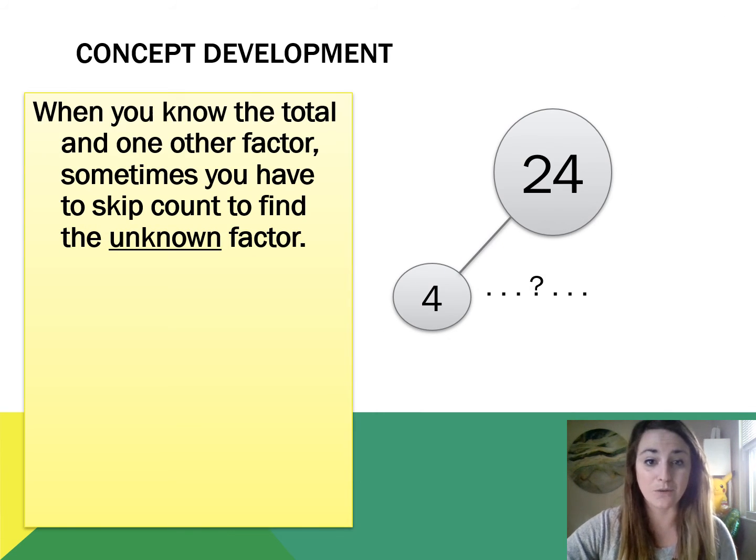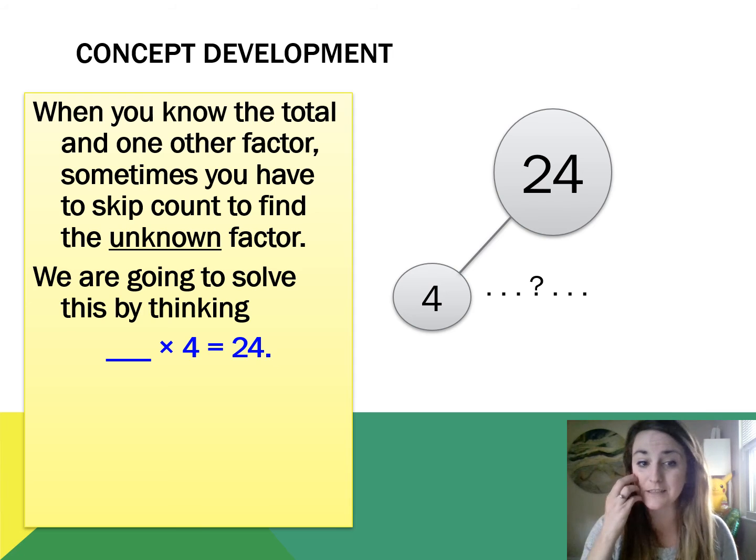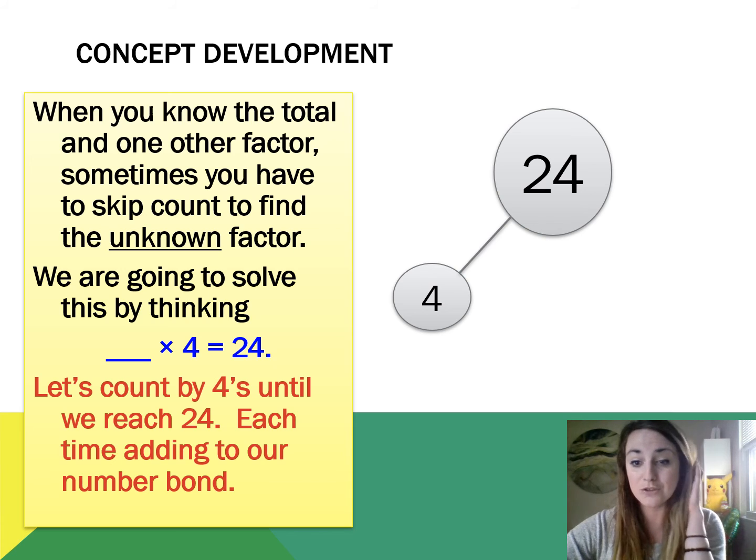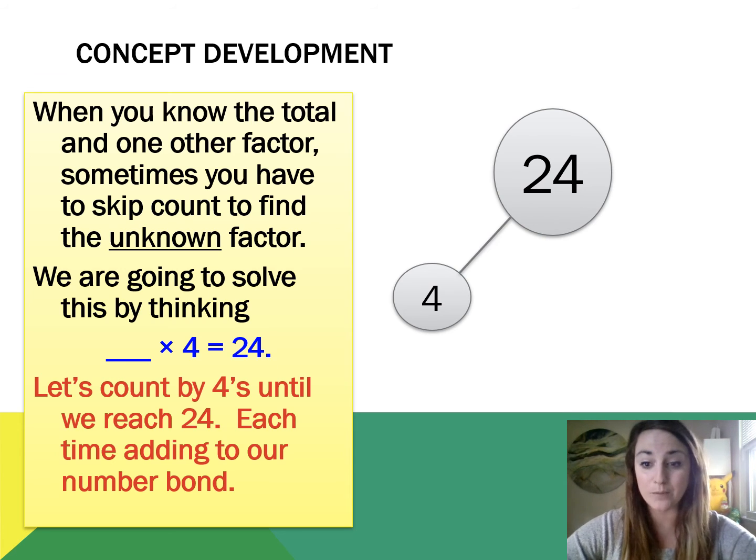When you know the total and one other factor, sometimes you have to skip count to find the unknown factor. We are going to solve this by thinking unknown times 4 equals 24. Let's count by 4s until we reach 24. Each time, add to your number bond. You should take a moment and set up your number bond at this time, 24, with one count of 4, since we are just beginning counting.